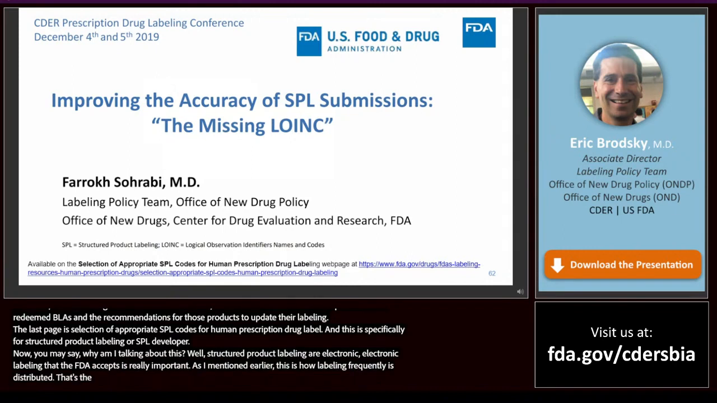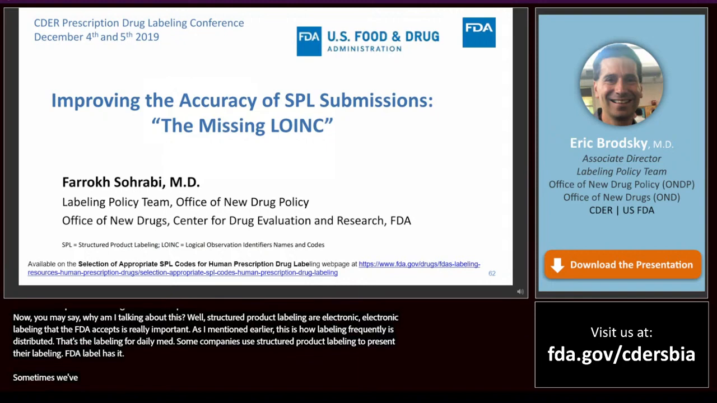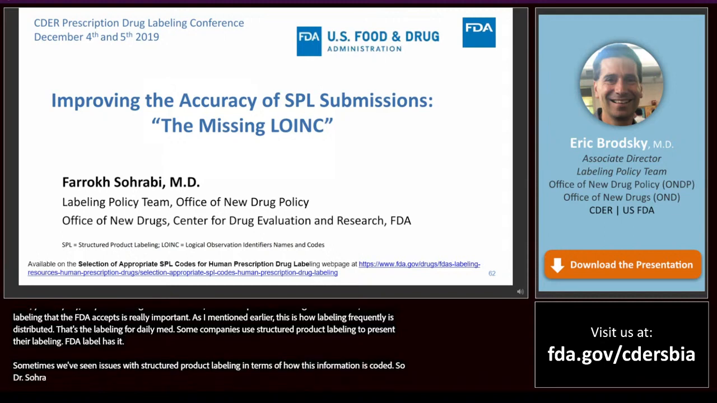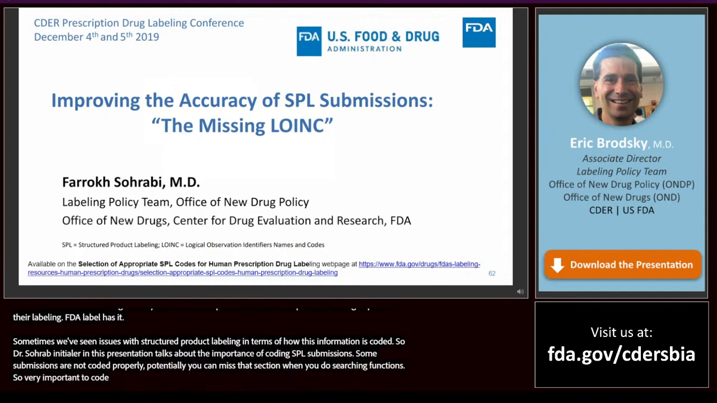That's the labeling for Daily Med. Some companies use structured product labeling to present their labeling. FDA label has it. Sometimes we've seen issues with structured product labeling in terms of how this information is coded. So Dr. Sarabi, in this excellent presentation, talks about the importance of coding structured product labeling submissions. If structured product labeling submissions are not coded properly, potentially you can miss that section when you're doing searching functions. So very important to code information correctly and accurately.